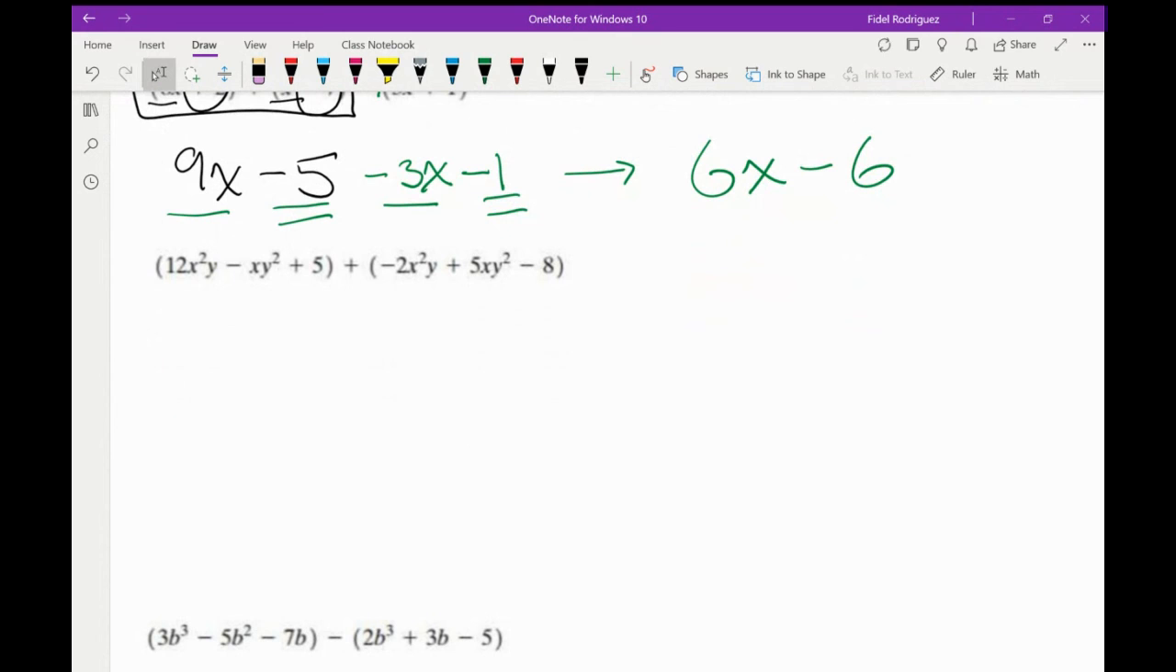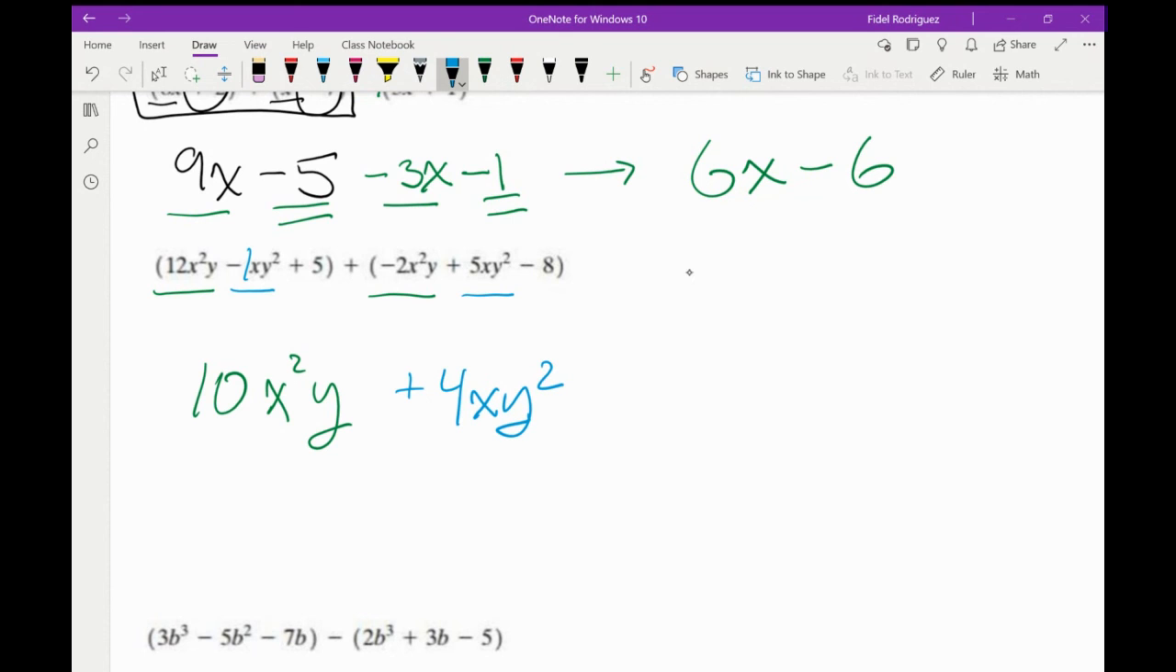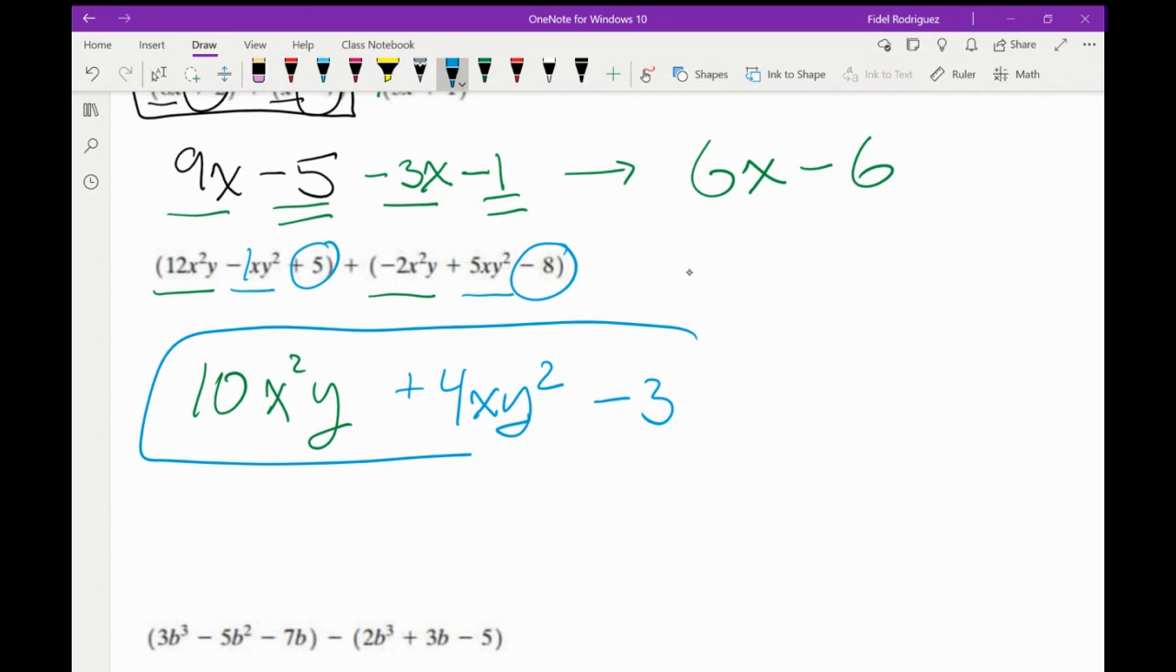So let's go ahead and do the same thing for the next problem. I'm still combining my like terms. So 12x squared y and minus 2x squared y. Those are my like terms. So 12 minus 2 is 10 x squared y. And then we have a minus xy squared and a plus 5xy squared. So I can think about this as a negative 1 and positive 5 is a positive 4 xy squared. And then finally, a positive 5 and a negative 8 is just a minus 3.